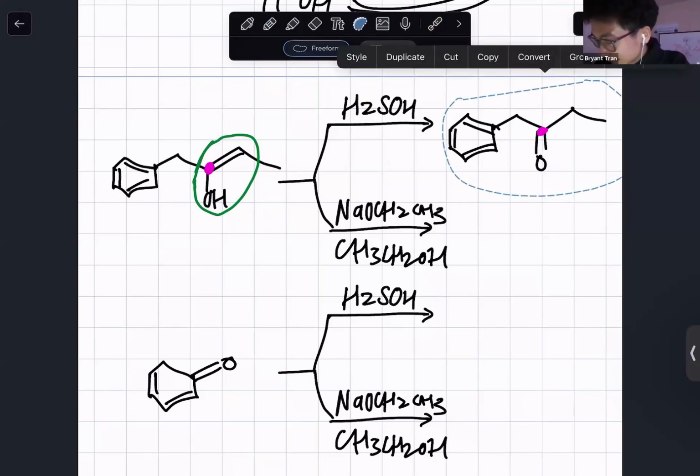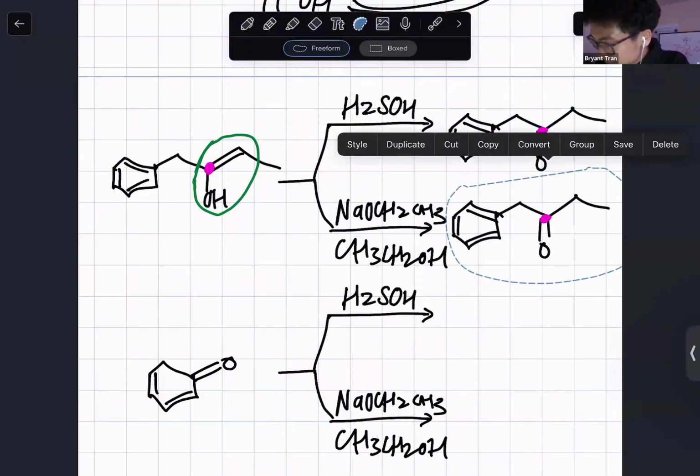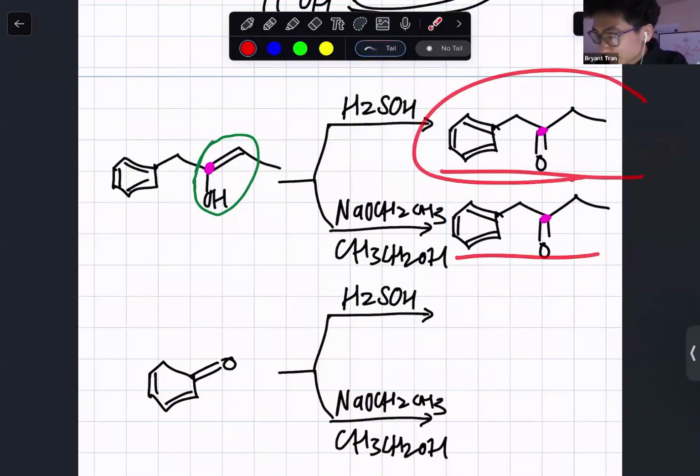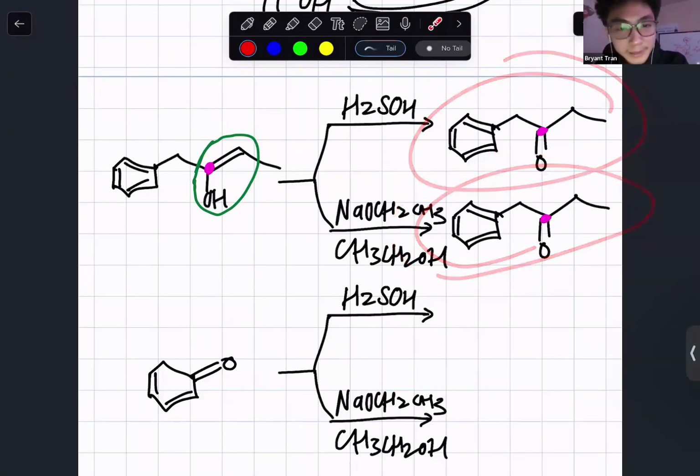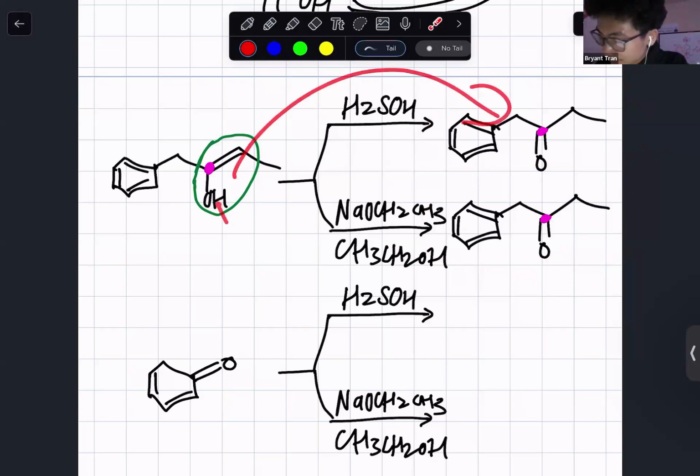Yeah, at the second conditions, basic conditions, it should be the exact same answer, right? Both acidic and basic conditions, if you tautomerize them, they should give you the exact same answer. What makes them different is the mechanism of how they got there.